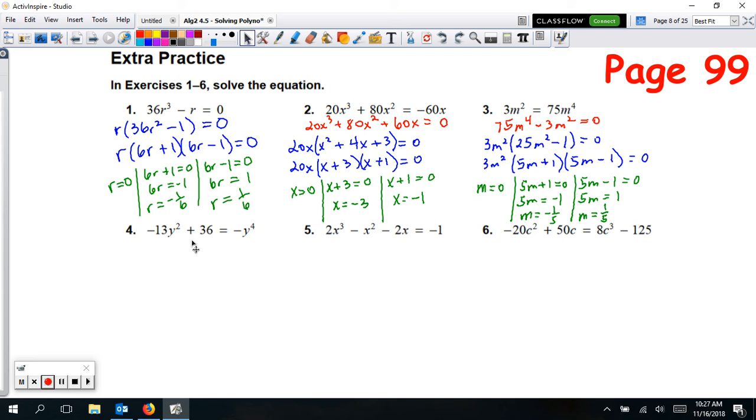Okay, number 4. On this one, the highest exponent I see is this y to the 4th. That's negative where it is, so I really need to bring this one over here so it's positive to go in front of all of this. So I'm going to add y to the 4th to both sides, and then behind that will be my minus 13y squared, my plus 36. Okay, so that gives me a trinomial.